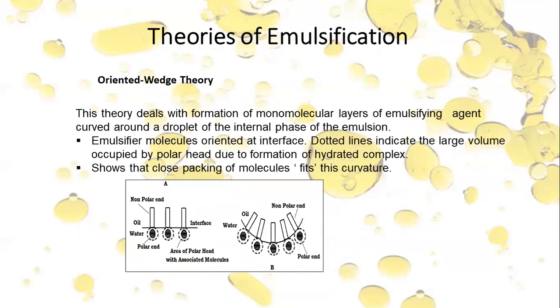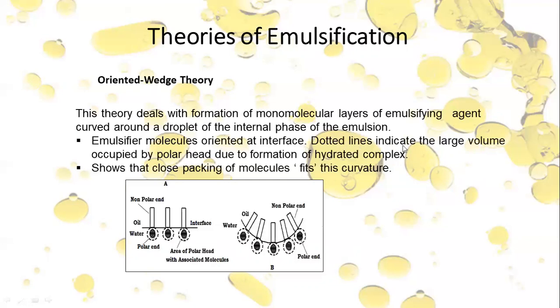Next, oriented wedge theory. This theory deals with formation of monomolecular layers of emulsifying agents curved around a droplet of the internal phase of the emulsion. See here the droplet surface, here the water, and this is an oil globule. The polar end and the non-polar end. The polar part is hydrophilic, so that is in water, and this hydrophobic tail, or lipophilic tail, is in the oil phase. So emulsifier molecules are oriented at the interface.